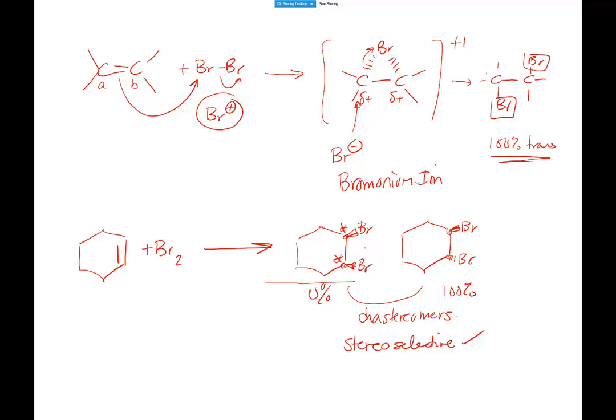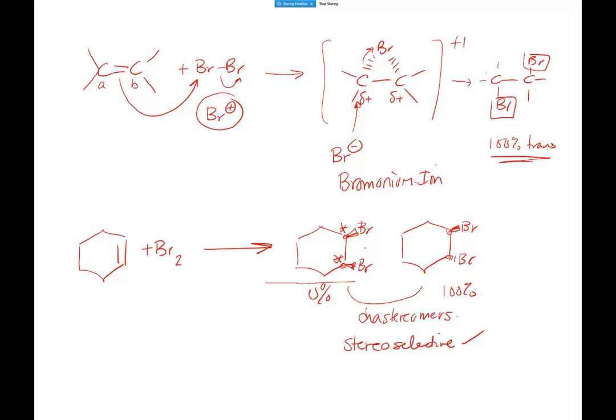So when will a reaction not be stereoselective? A couple of situations. If you add 50-50, it won't be stereoselective. If you add 100% cis or 100% trans, it might be stereoselective, but only if you have two or more chiral centers. So your product has to generate two chiral centers to be stereoselective.